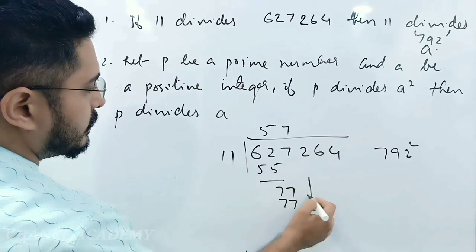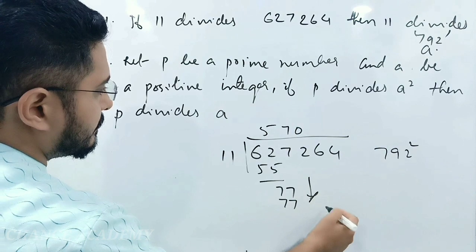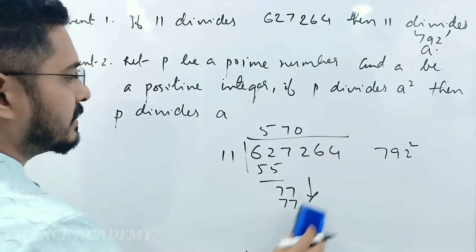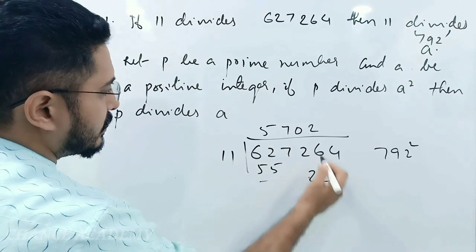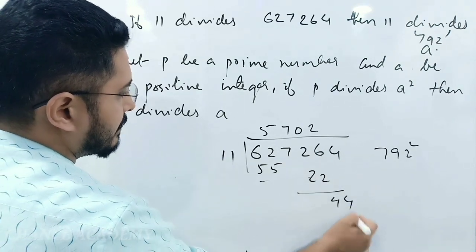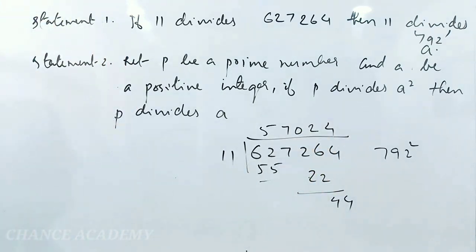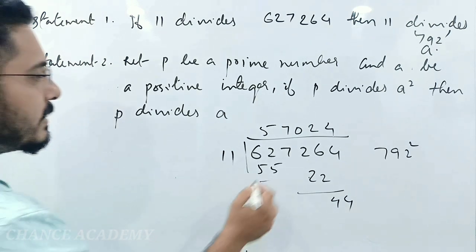Then you can bring down the 2. It's not enough, so you can bring down 26. On considering 26, that will be 22, you'll be getting here. 4 and 4, that will be 4. So 57024 will be the quotient, and that will be dividing this number.